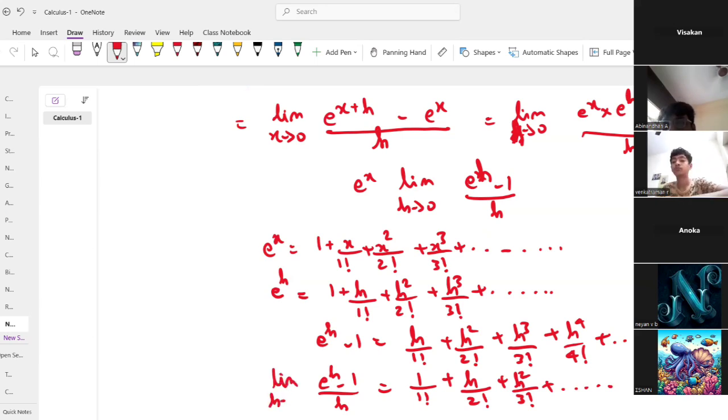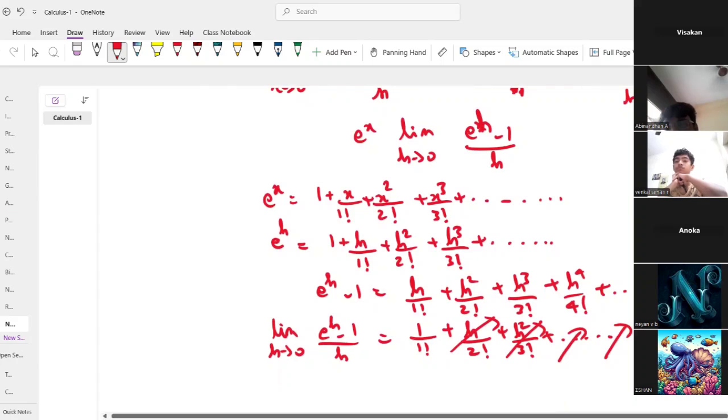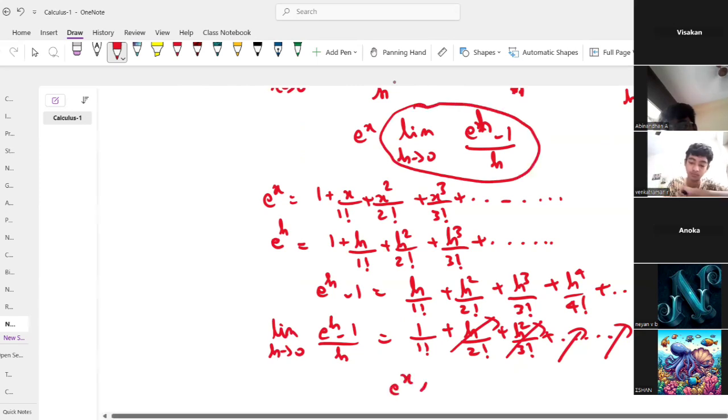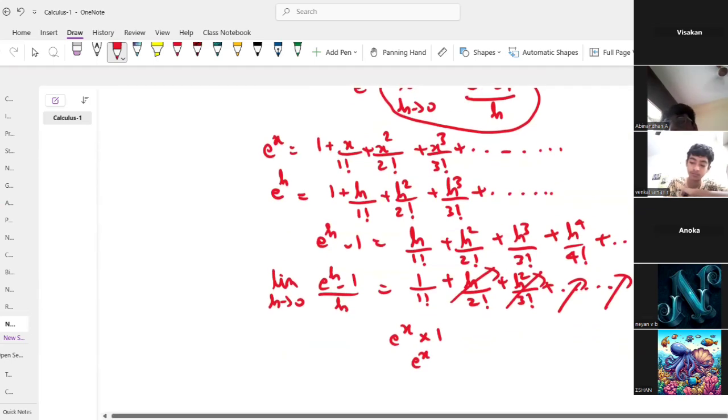When I say limit h tends to 0 on this, whenever you put h as a very small insignificant number like 0, all these terms will get removed, right? Meaning they'll be very insignificantly close to 0. You can just remove them. So that means I'm left with 1 by 1 factorial itself. So you can just replace this information as 1 itself. So we get e power x into 1, e power x. Clear now? So this is why we say differentiation of e power x is e power x itself.